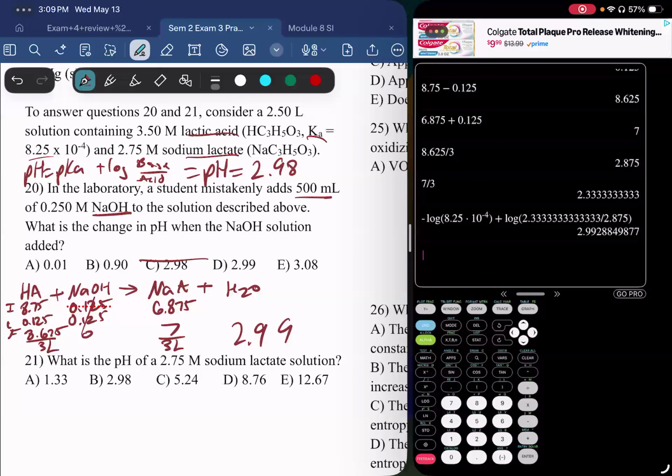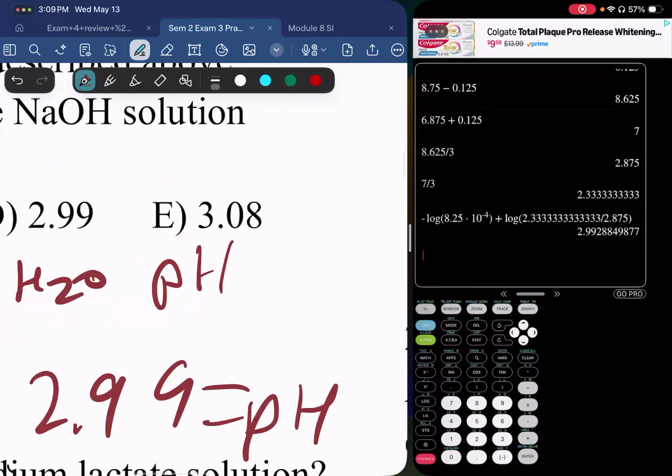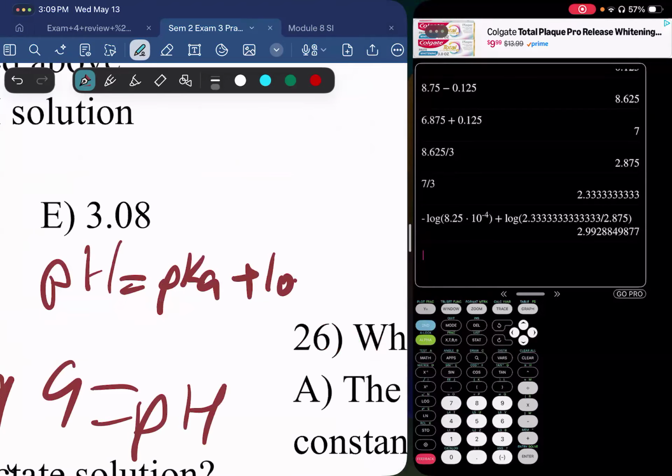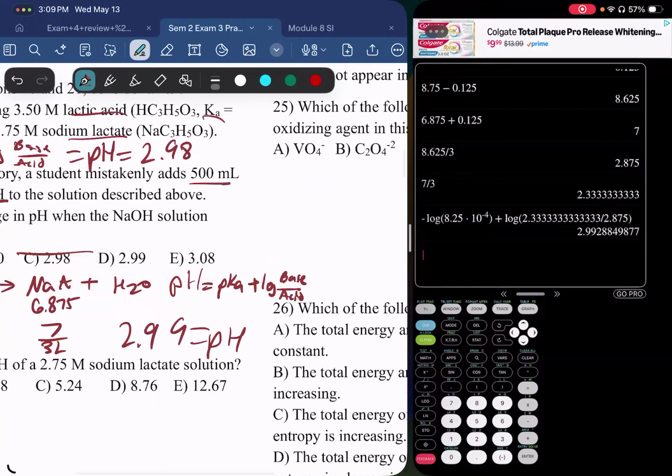Okay. So that's the pH after the NaOH is added. And so, yeah, we did the Henderson-Hasselbalch again. I don't know if you can see this, but there's a lot of overlap with knowing how to do this question, and there's only so many ways you could ask this question.